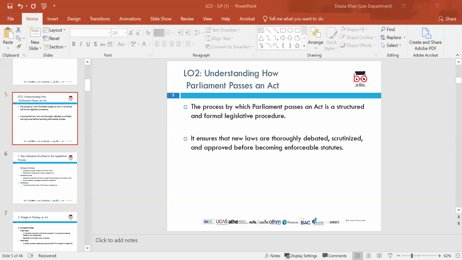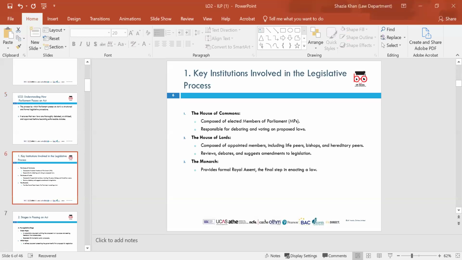So they don't just pass something just to say that it's going to be the law. They have to go through a procedure. The key institutions involved are the House of Commons, who are elected members of Parliament, and they're responsible for debating and passing the law. Then you have the House of Lords, and the monarch who signs it at the end of it. And unless it receives royal assent, it won't be passed. So it needs to receive royal assent before it can become an Act of Parliament.